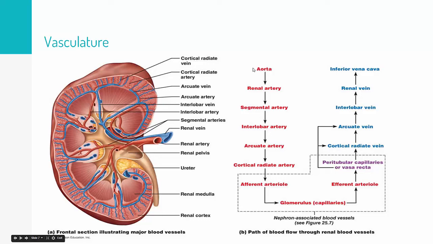So the blood which originated in the aorta makes its way to the afferent arteriole, through the glomerulus, through the efferent arteriole, and then through a series of veins that eventually make their way all the way back to the inferior vena cava.